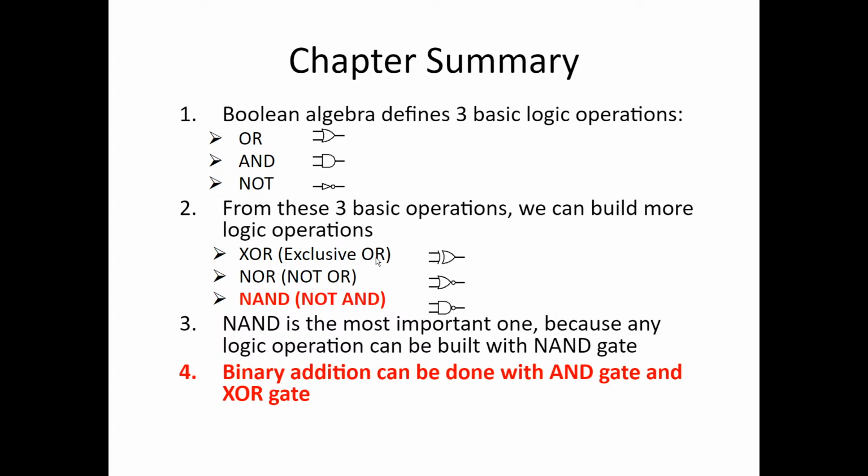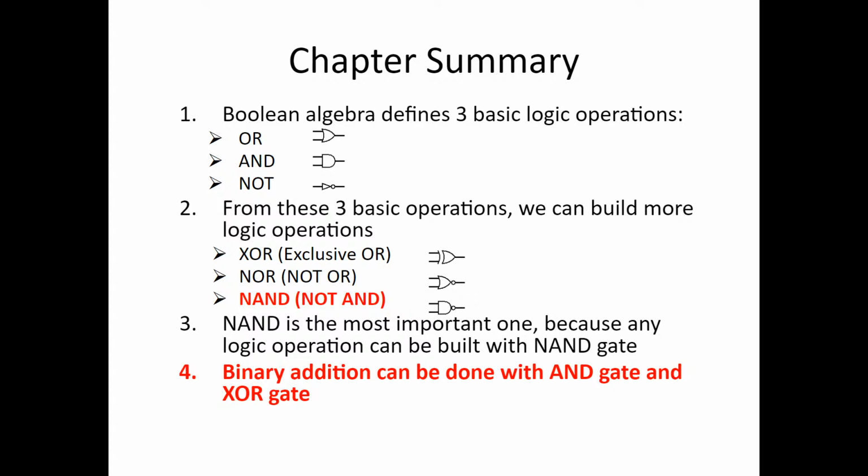We've also seen how these work in our half adder and full adder. We've also seen that NAND is the most important one, because almost any logic operation can be built with a NAND gate. We saw how it could build the XOR gate in that slide. And finally, we can see how binary addition can be done with the AND and XOR gates. This includes both the half adder and the full adder.